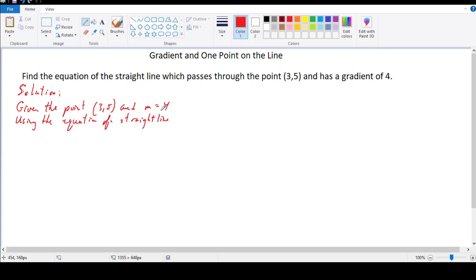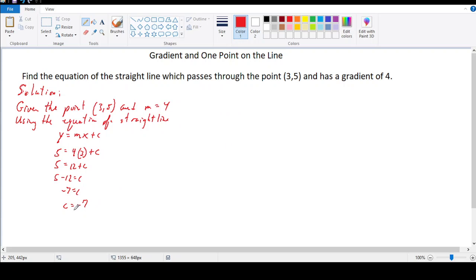So we have y equals mx plus c, where y will be replaced by 5, m will be replaced by 4 since that's the gradient, and x will be replaced by 3 since that is the x value, leaving us only with c. Then we solve: 5 is equal to 12 plus c. 5 take away 12 will give me c. Negative 7 is equal to c. Therefore, we can say that c is equal to negative 7.